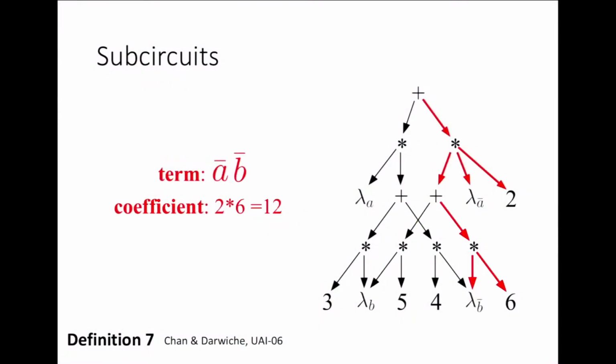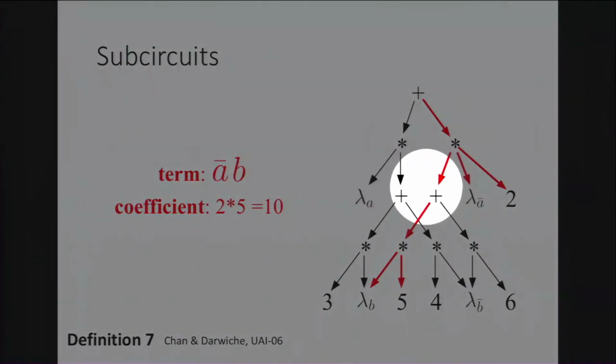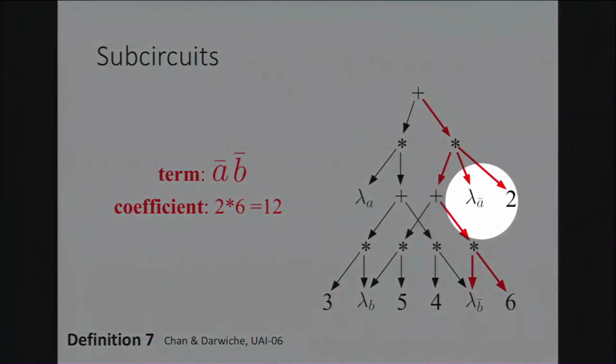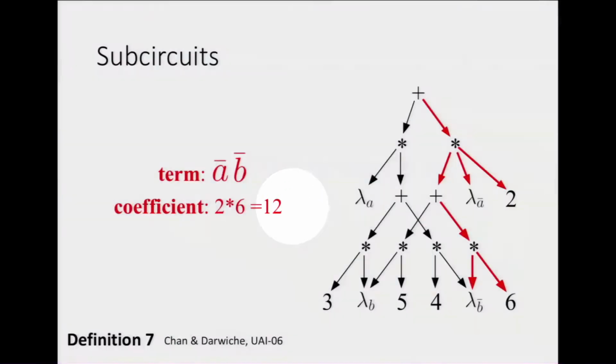Let's see, do we have another example? Yes, here's another example. Look what we did here. Instead of at this node, instead of choosing this child, what did we do? We chose that child, right? Then we got a different subcircuit. What happened to the term? Now I have A false and B false, correct? And what happened to the coefficient? 2 times 6, 12. We're good?